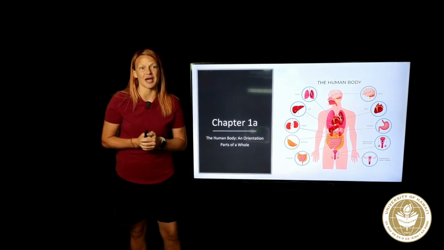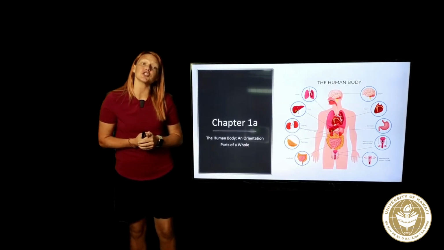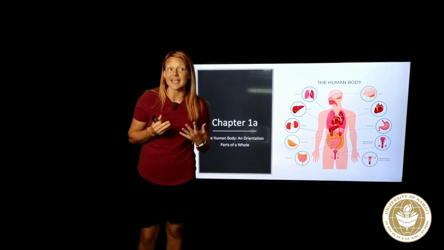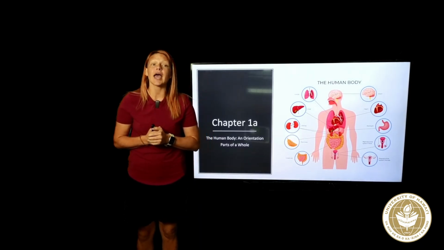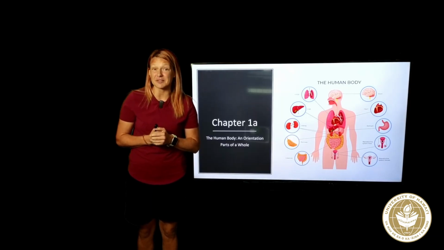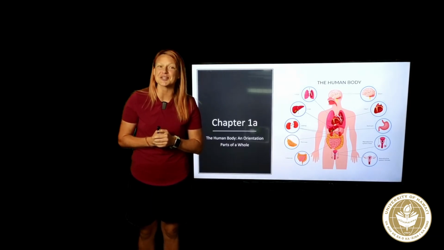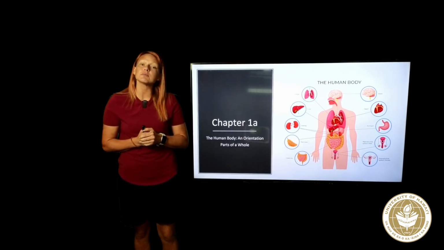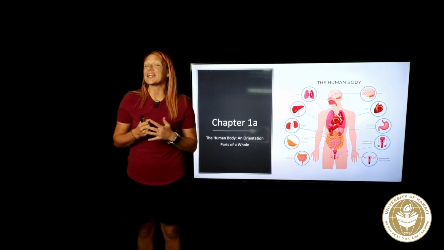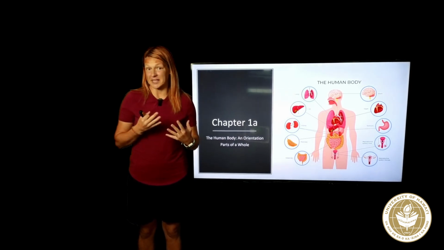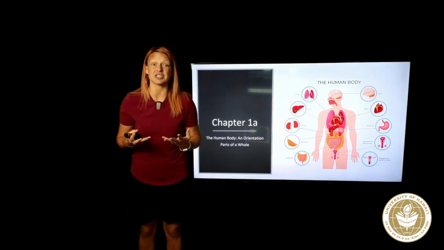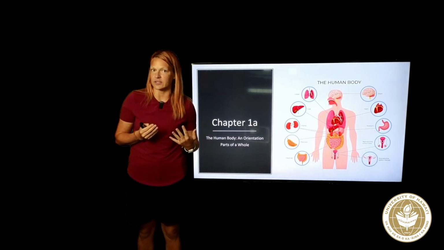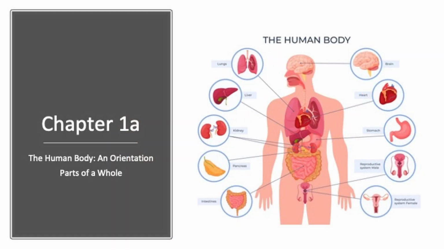The first part of Chapter 1. This first chapter in your text really serves as your orientation to the human body, and we are going to be covering some different anatomical terms in this chapter. So in this chapter, what we're going to be doing is looking at what exactly anatomy and physiology are, so what their definitions are, and how they are connected to one another as well as different from one another.